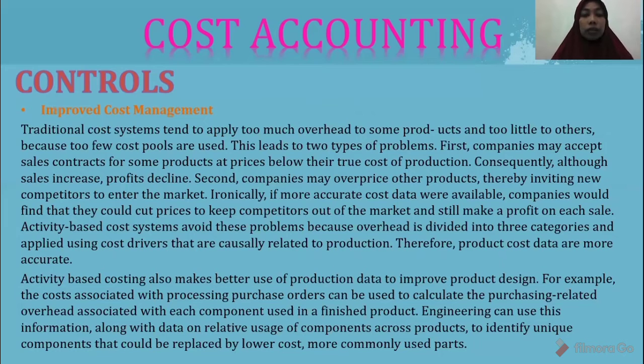Activity-based costing also makes better use of production data to improve product design. For example, the cost associated with processing purchase orders can be used to calculate the purchasing-related overhead associated with each component used in a finished product. Engineering can use this information along with data on relative usage of components across products to identify unique components that could be replaced by lower cost, more commonly used parts.